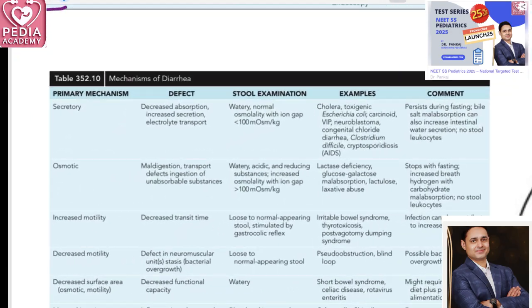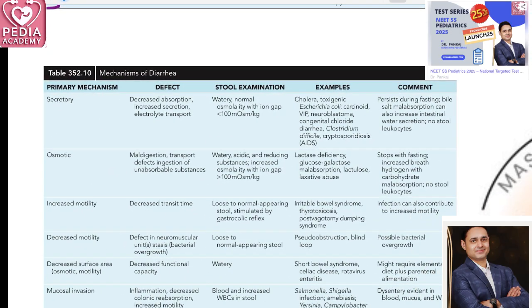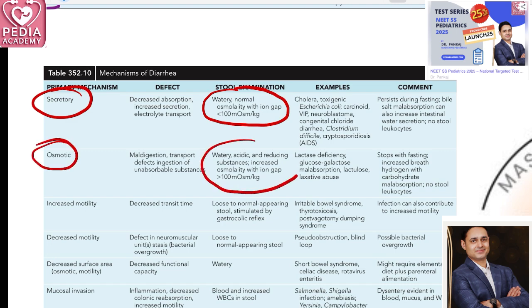Okay, now we'll discuss mechanism of diarrhea. In this condition, secretory diarrhea. They will ask what is secretory diarrhea on stool examination. It is watery, normal osmolarity with ion gap. Stool ion gap is less than 100 milliosmol per kg. In contrast, osmotic diarrhea is watery, acidic, reducing substances positive, and osmolarity with ion gap is more than 100 milliosmol per kg. So you have to remember these two things.